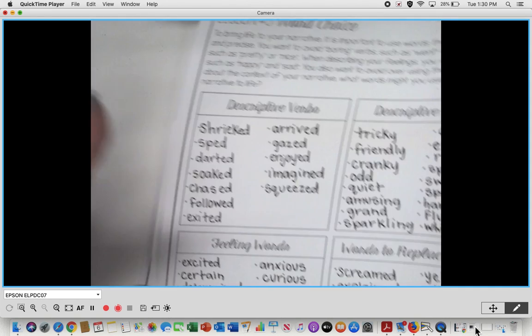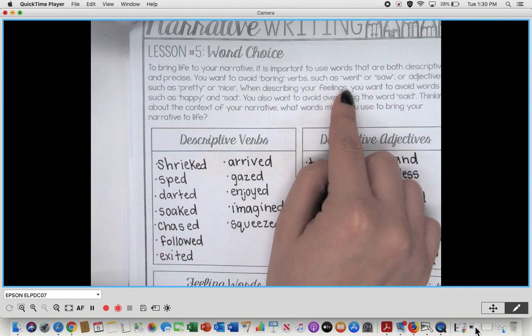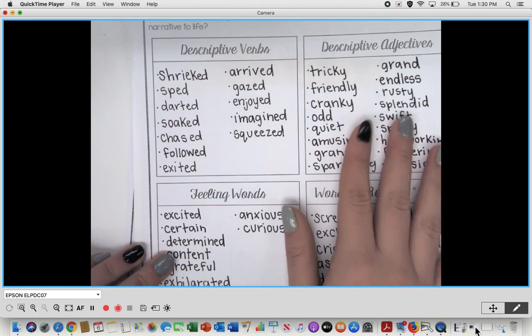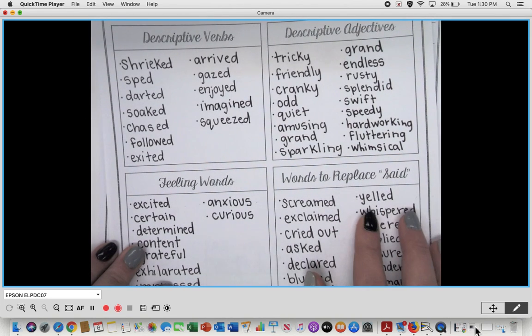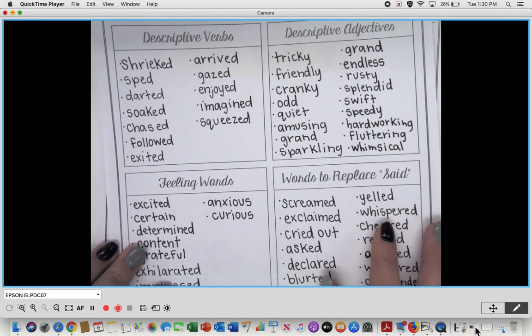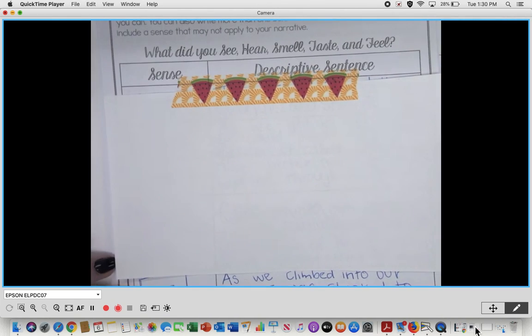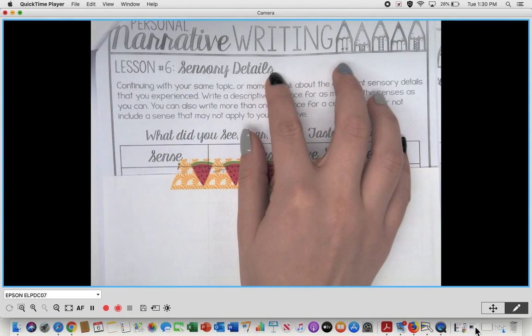So in lesson 5, really quickly, I want to just touch up on it. We talked about word choice and how we want to use interesting and descriptive verbs, adjectives, and feeling words, as well as replacing the word said. So that way we can help make our writing a little bit more interesting. And to help make our writing a little bit more interesting, we are going to practice sensory details.